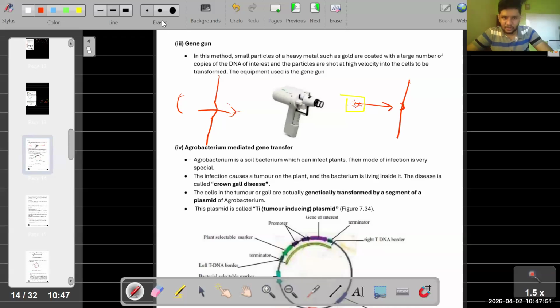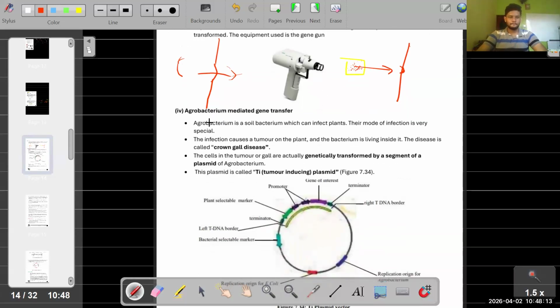Yes. Just go through this part and let me know if it's clear. This is a small part, not much here. This is the equipment that is used to shoot, the gene gun. Clear, no doubts? Right. Clear, right?